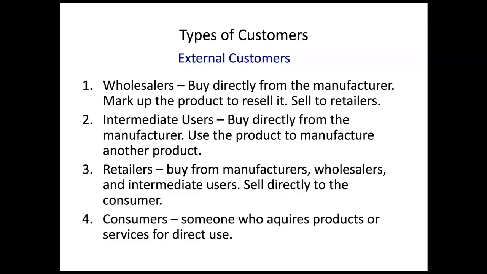On the external customers, we can be referring to wholesalers. They buy directly from a manufacturer, will generally mark up the product to resell it, and often will sell it to retailers, or they may sell it to other individuals and other groups or organizations. We have what we refer to as an intermediate user. An intermediate user would buy directly from the manufacturer, then use the product to manufacture another product.